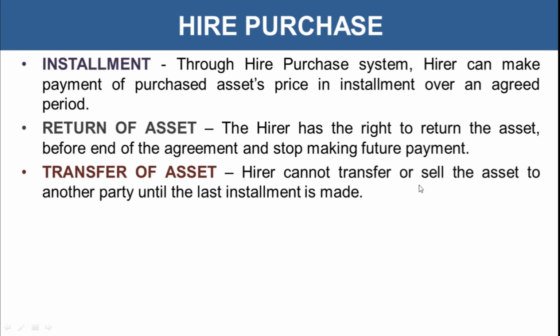Transfer of asset. The hirer cannot transfer or sell the asset to another party until the last installment is made. Since you do not have ownership of the good or the asset, you cannot transfer or sell it. Only after you have made the last installment payment and the agreement is over, that means you have got the ownership, then you can transfer or sell the asset.